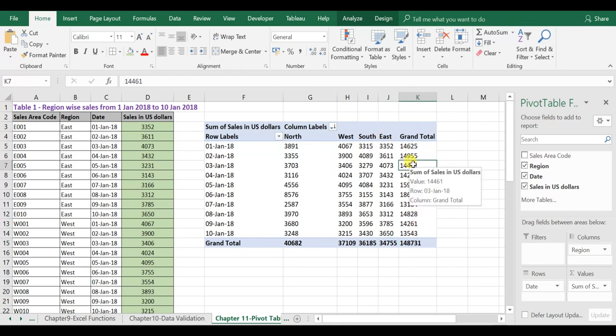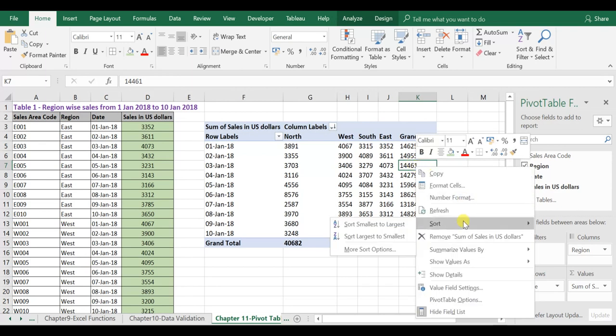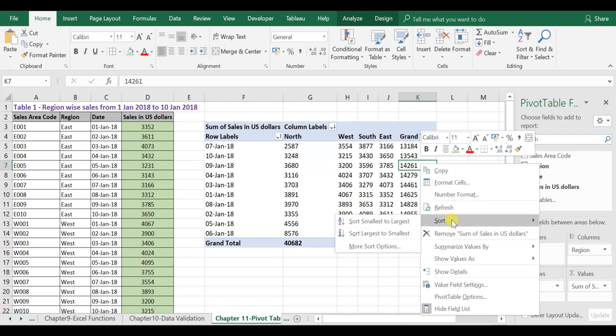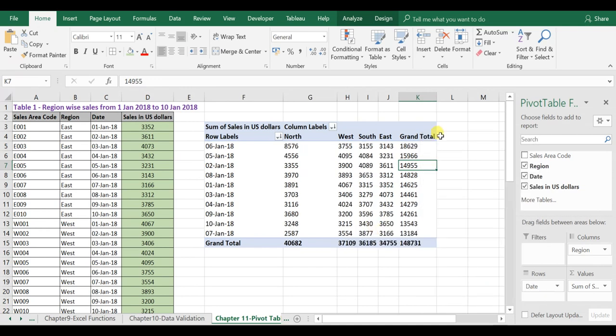On similar lines, we can select these values, right click, and do a sort, again largest to smallest. So again, the cell that was largest is on top and the lowest is on the bottom. Our sixth gen cell is the highest, whereas our seventh gen cell is the lowest. So these are the things you can do in a pivot table. It makes it pretty easy to play around with the data and slice and dice it. So that's more or less about pivot tables.